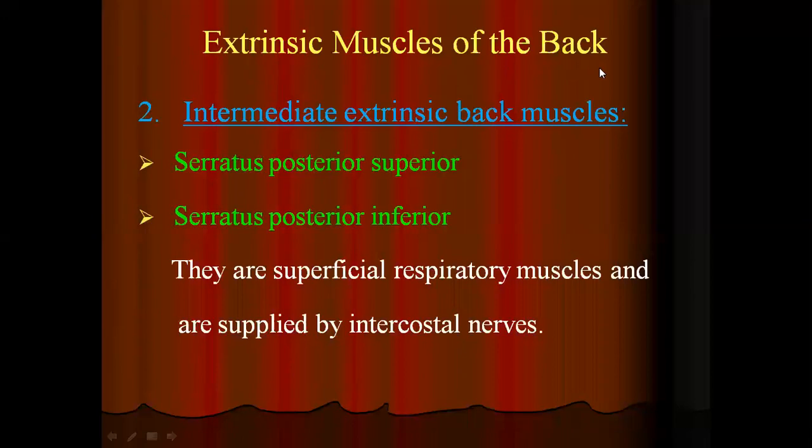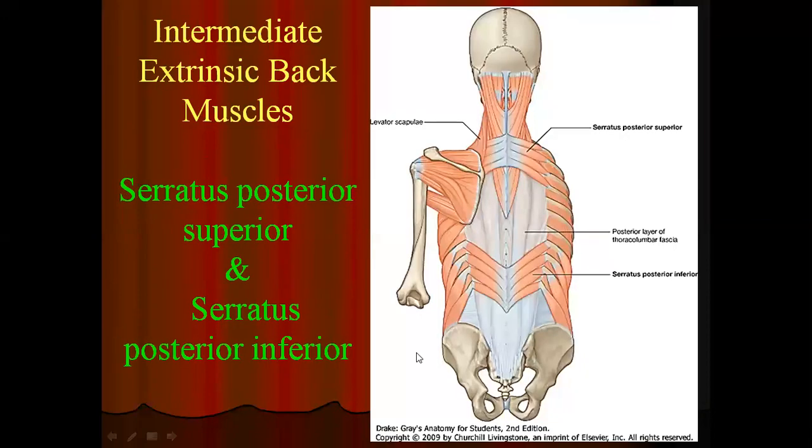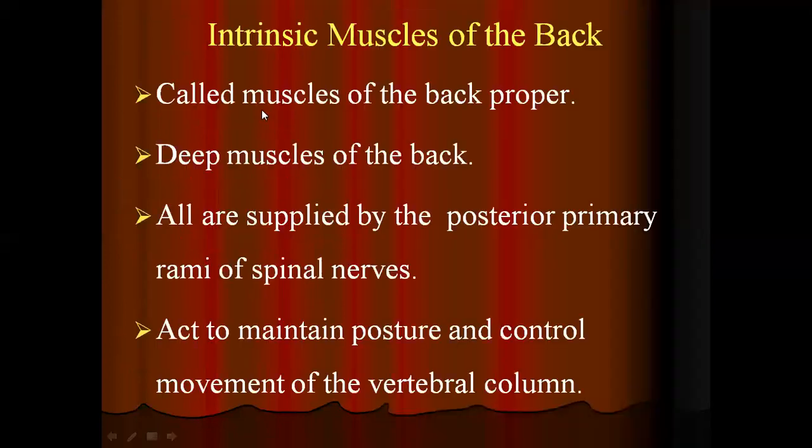Now, extrinsic muscles of the back. So the intermediate extrinsic back muscles are serratus posterior superior and serratus posterior inferior. Let us see in the following slides. They are superficial respiratory muscles and they are supplied by intercostal nerves. Now see, this is the serratus posterior superior and serratus posterior inferior. So serratus posterior superior and inferior are intermediate extrinsic back muscles.